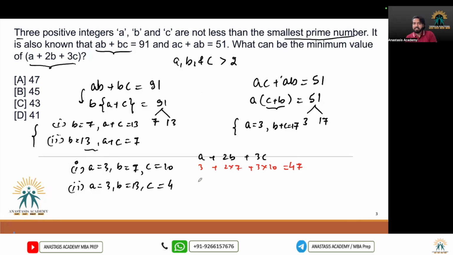Okay. In second case, a is 3, 2b would be 2 into 13 and 3c is 3 into 4. So I get 12 plus 26 is 38 and 3 is 41. Minimum of the two is 41. So correct answer to this question would be option D and not option A, right?